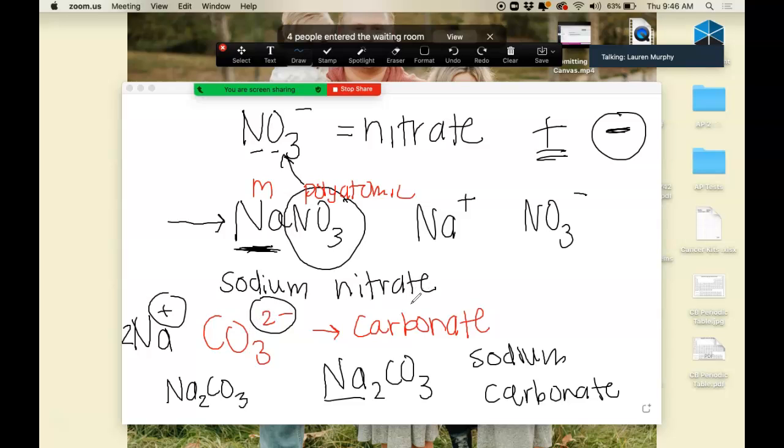And again, we never, ever, ever use mono, di, tri, tetra, penta, anything like that for ionic compounds. So I'd never call this disodium carbonate, okay? It's not going to be di anything, and it's not going to be disodium carbon trioxide. That's not how it works. This is a metal, sodium. This is a polyatomic ion that you will get used to recognizing, carbonate, so sodium carbonate.